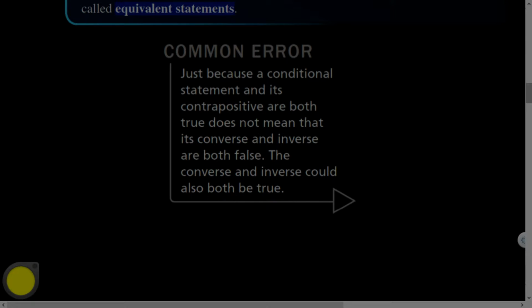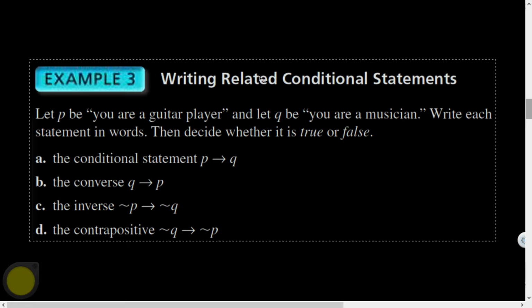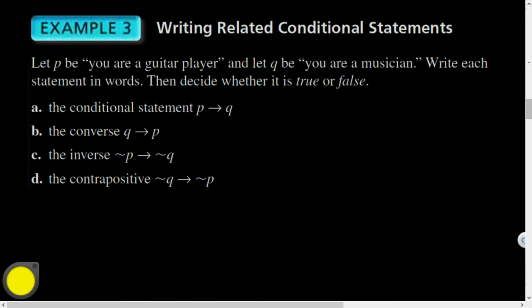Okay, here we go. Let's do example 3. Oh man, I don't like writing as much as I like typing, to be honest. When it comes to words, I guess with math, sometimes typing math symbols can be challenging because our keyboards don't have all the symbols on them.